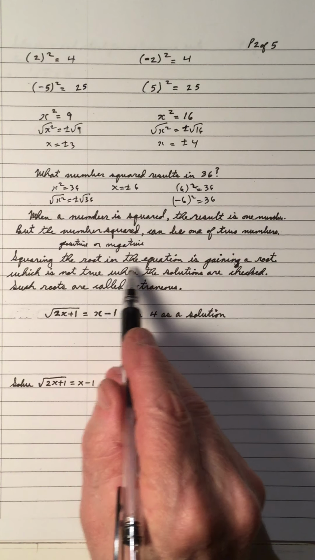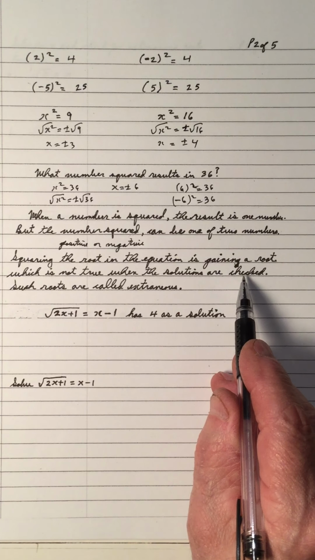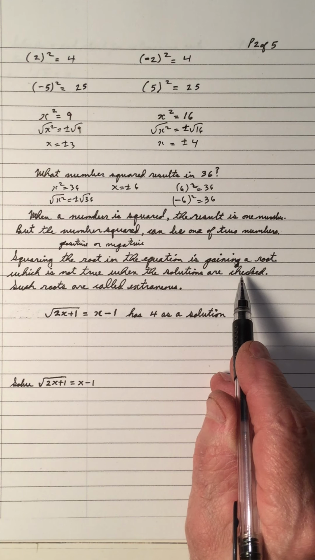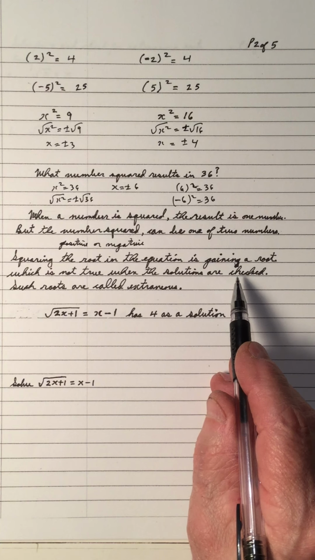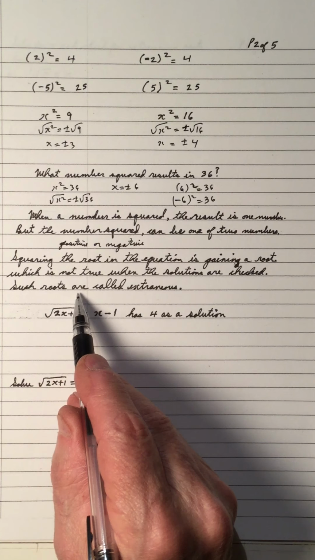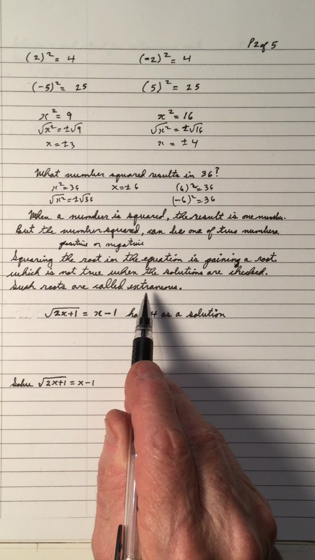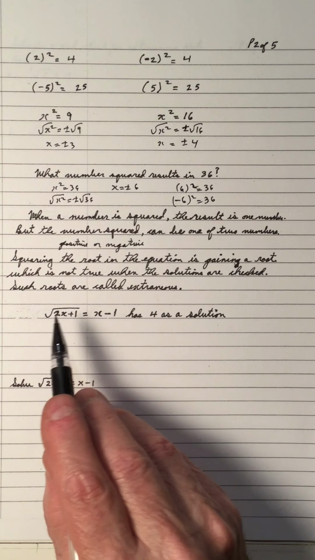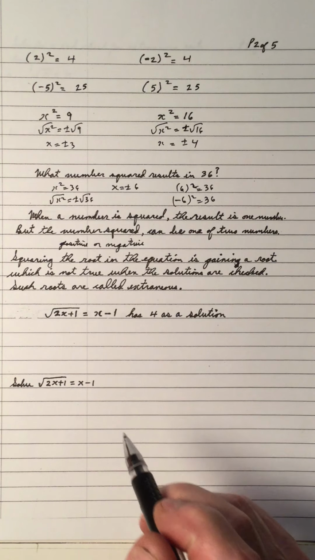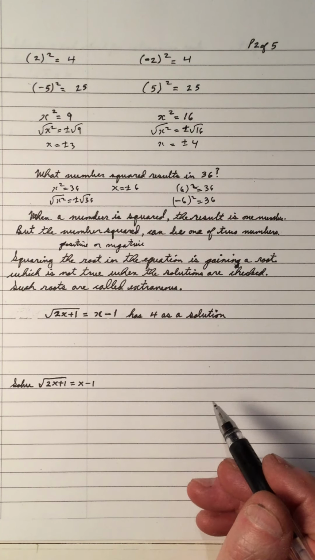Squaring both sides of an equation can gain a root which is not true when the solutions are checked. In other words, when you have a root and you square both sides, you're going to gain a root, so you have to check to make sure both of them are okay. Such roots are called extraneous. So if you get two roots, you check them. If you check them and one of them doesn't fit, then we say we're checking for the extraneous roots. Even though we have the solutions, we have to check them to make sure they're true.